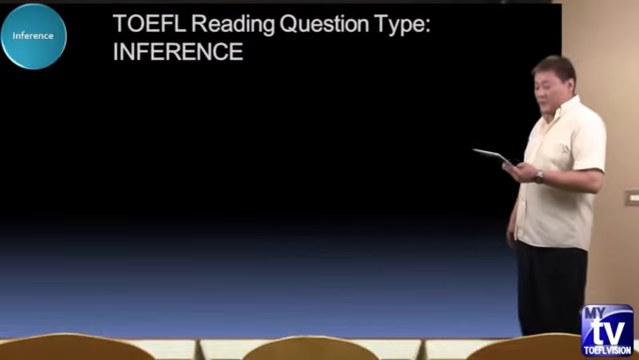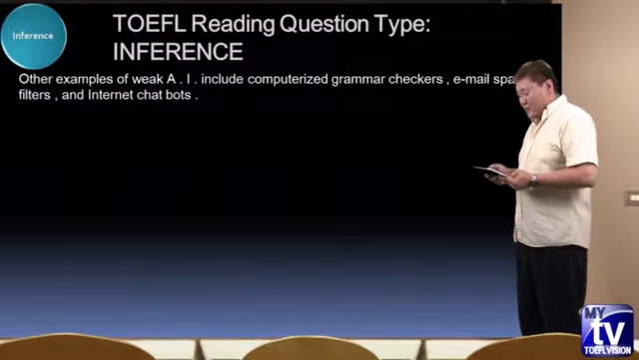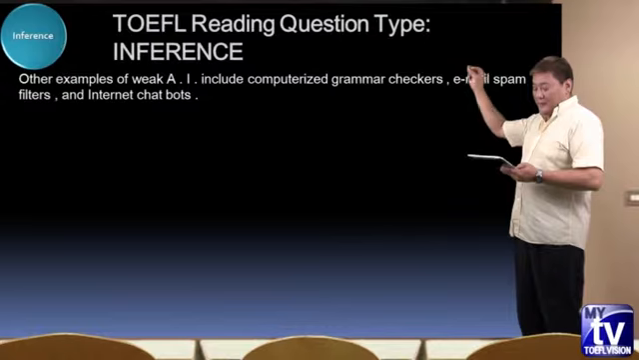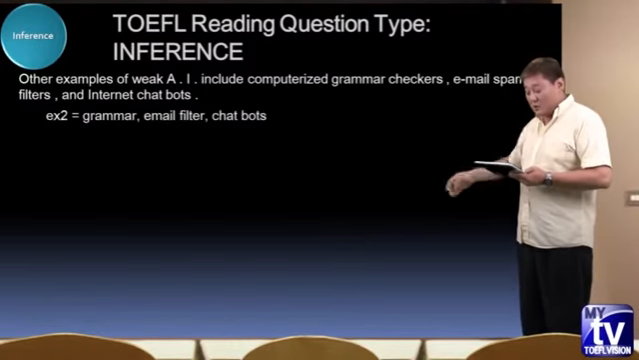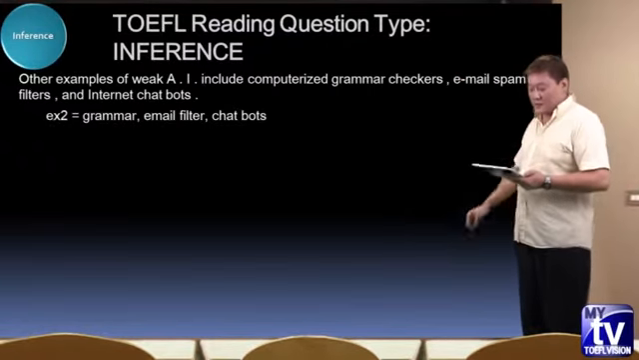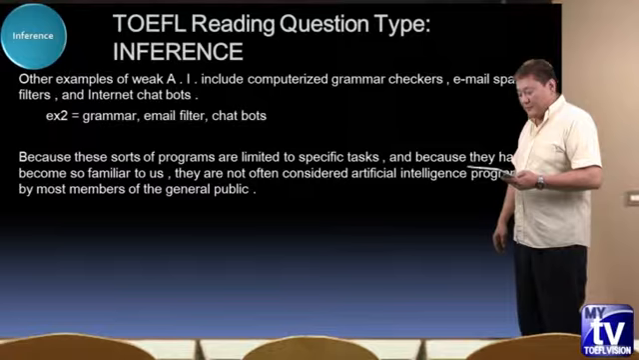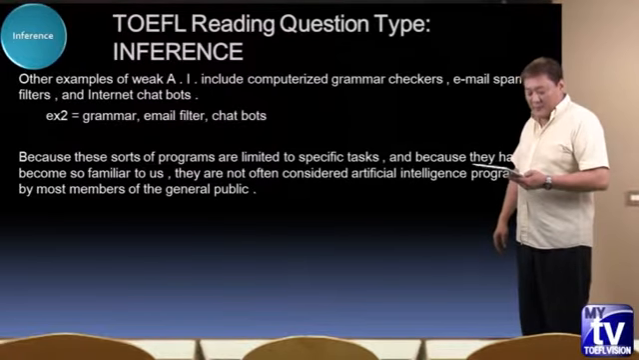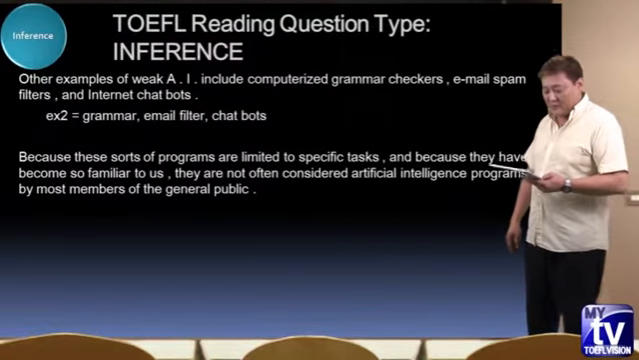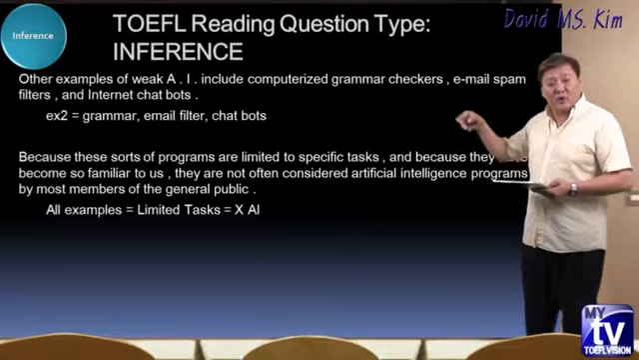Let's take another one. We're going to continue. Other examples of weak AI include the computer grammar checker, email spam filters, and internet chatbots. That's only example 2. What is it? Grammar, email filter, chatbot. That's all you write, or you can put it together and say other programs. Let's continue down. Because these sorts of programs are limited to specific tasks, and because they have become so familiar to us, they are not often considered artificial intelligence programs by most members of the general public. So all the examples above equal what? Limited task.